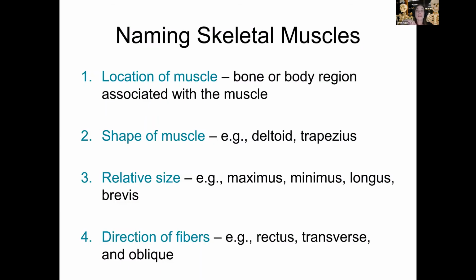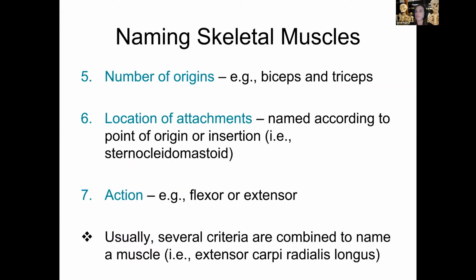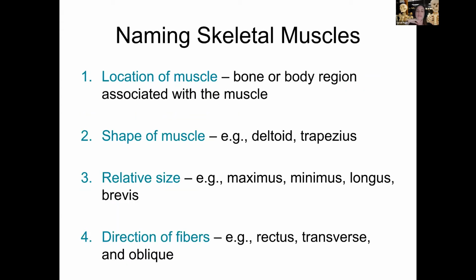I'm going to walk you through how we name our muscles, and I think this will be super helpful as you all do your lab PDF for this week. We name our muscles for lots of different reasons. So I have 7 different reasons listed here that we're going to walk through. The first one is we can name our muscles based on their location. So maybe the bone or even the body region that they're associated with.